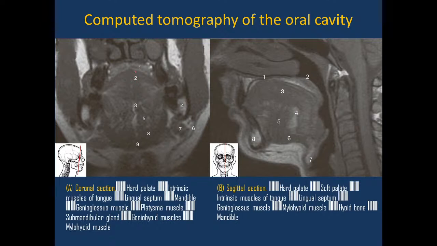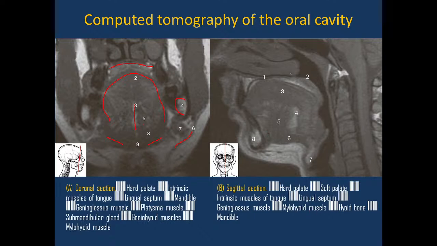Okay, here we see the tongue and lingual septum inside, the hard palate here, the tongue here, and the lingual septum. Mandible, number 4. Here is the mandible. The muscles between the mandible and the tongue we call genioglossus muscles. Also the platysma and mylohyoid muscles are visible here.